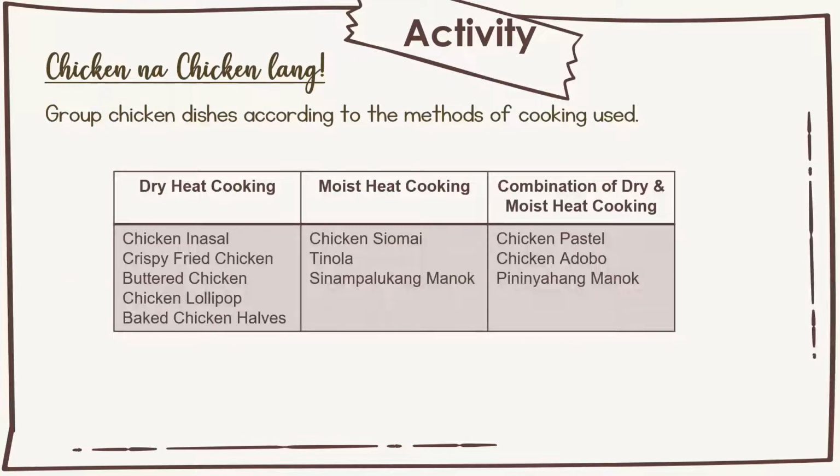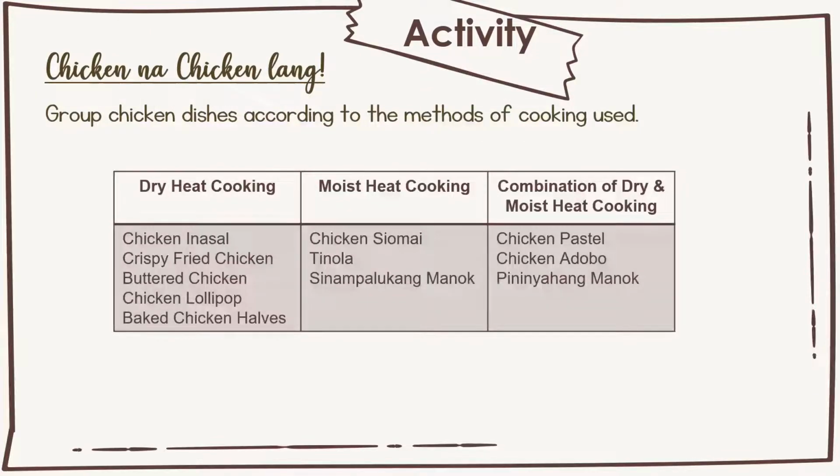Let us answer. Under dry heat cooking, we have chicken inasal that uses barbecuing, crispy fried chicken that is cooked by deep fat frying, buttered chicken through pan frying. Chicken lollipop is cooked by deep fat frying also. Baked chicken hubs are through baking.